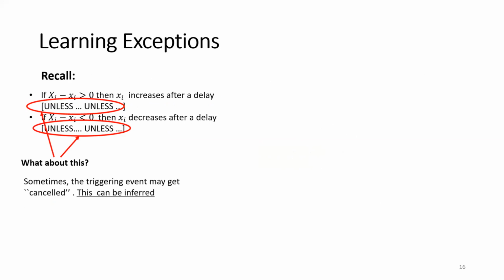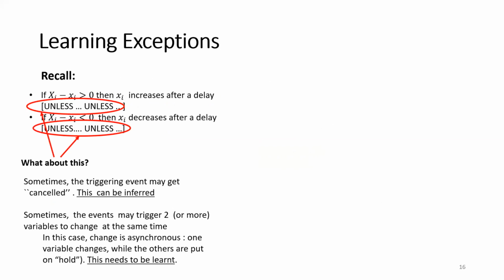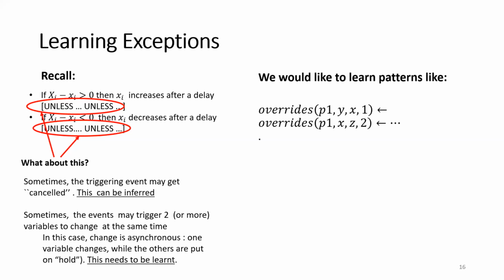The unless part is that sometimes triggering events get canceled because of, say, a gene being turned off for some other reason. This can be inferred once you have the delays in the kinetic logic. But even if it doesn't get canceled, it can still not cause a change in the variable because two things happen at the same time and one overrides the other. And this part we have to learn from the data. So we would like to learn patterns like overrides predicates, which we again do using abduction.